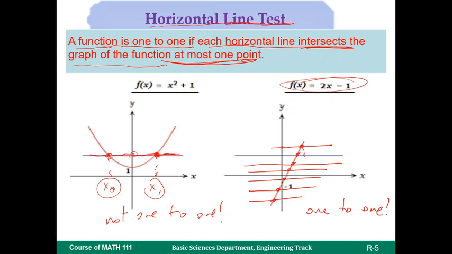Now, when it comes to here again, for this y value, we have two x values. Also you have x squared. You can check with the formula here: f of -1 gives you 2, and f of 1 gives you 2. So you see it's not one-to-one also.